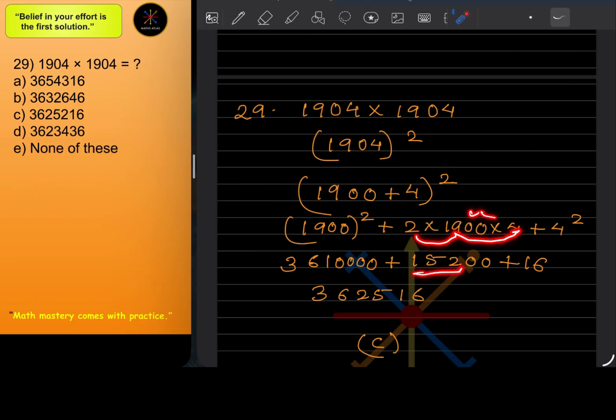And when you multiply 19 by 4 and the 2, that is going to be 152, and these 2 zeros. And this 4 square means 4 into 4, which is going to be 16. So you add all this and you get 3625216. Sorry, that will be 3610000 plus 15200 plus 16, which gives 3625216. So the option is C.